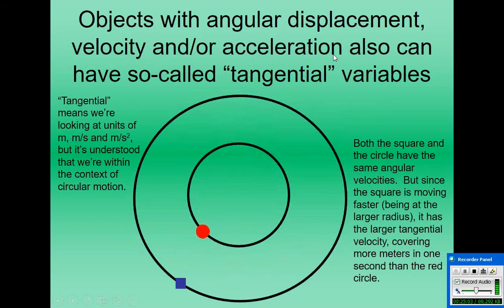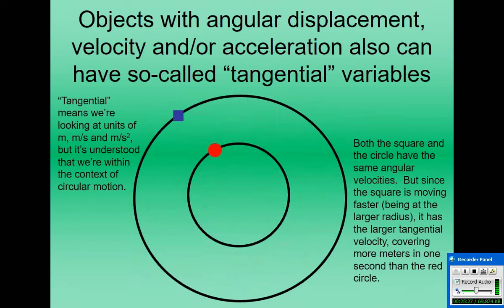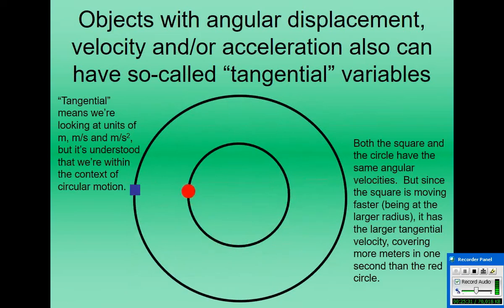Now, the next topic is, in a way, a bit more relevant to your day-to-day life. If you're driving in your car and you're going around a circle, you look at your speedometer, it's not going to tell you your angular velocity, it's going to tell you your speed. But in the context of going around in a circle, we can say that it is going to tell you your tangential velocity. There are so-called tangential variables that are exactly partnered up with each of the angular variables.